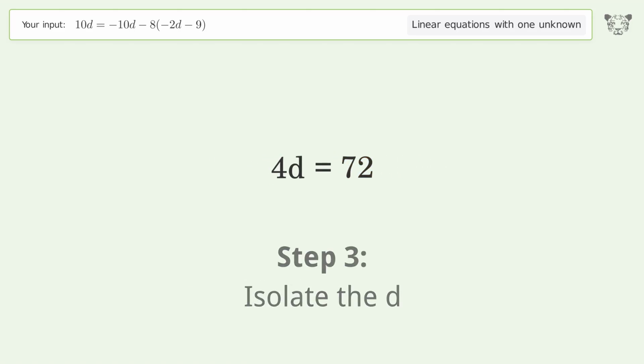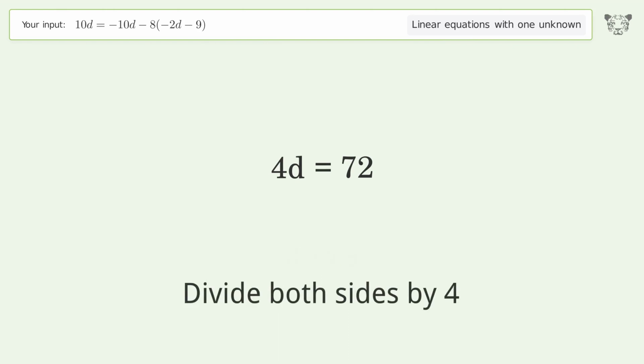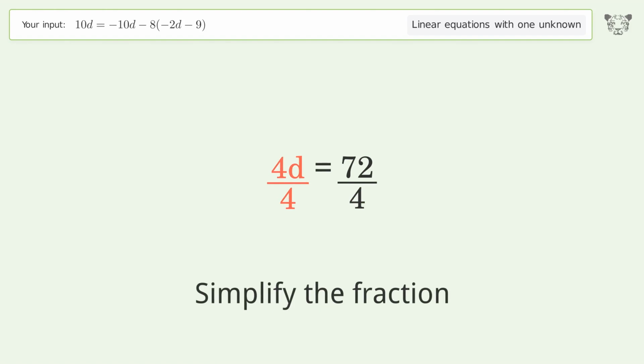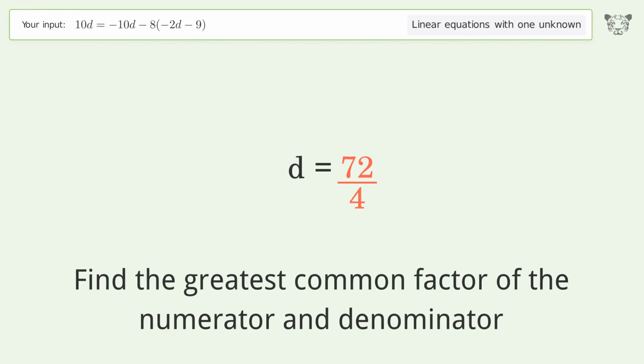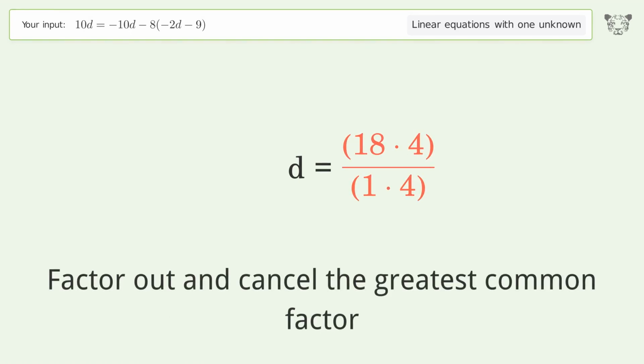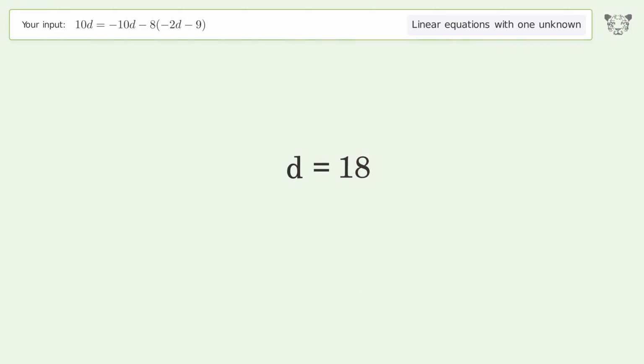Isolate the d. Divide both sides by 4. Simplify the fraction. Find the greatest common factor of the numerator and denominator. Factor out and cancel the greatest common factor. And so the final result is d equals 18.